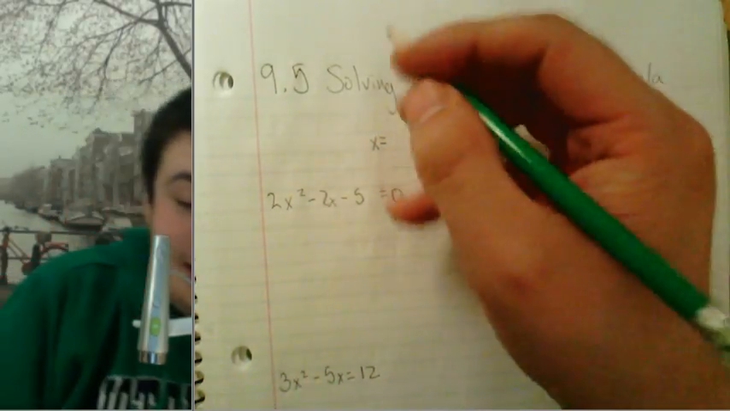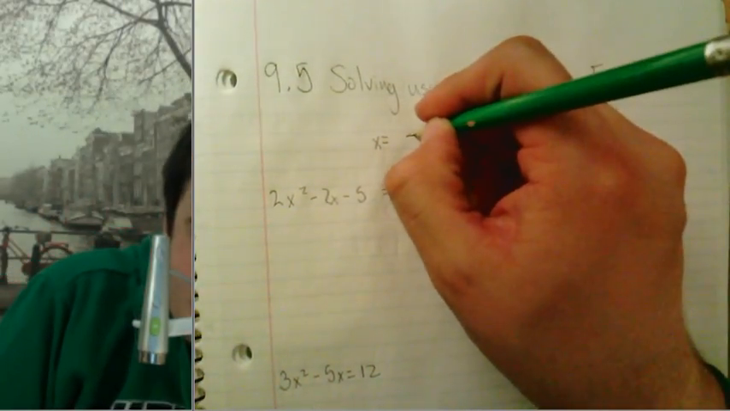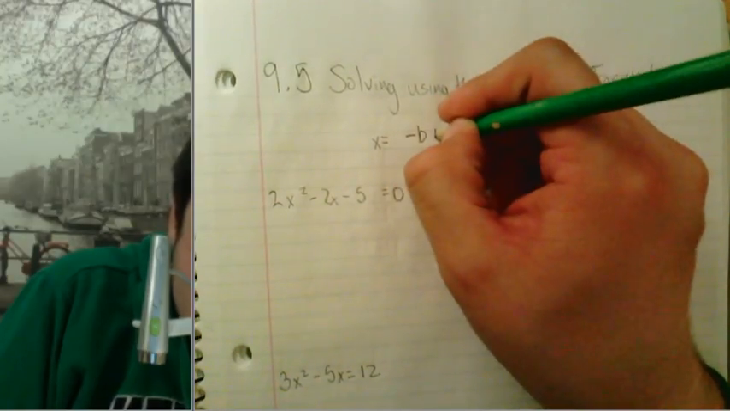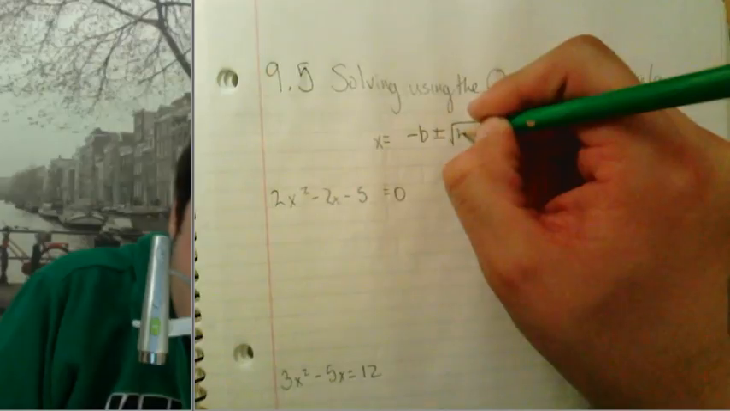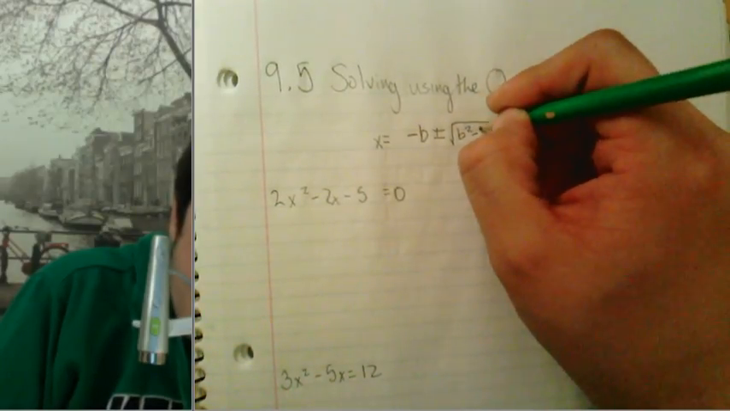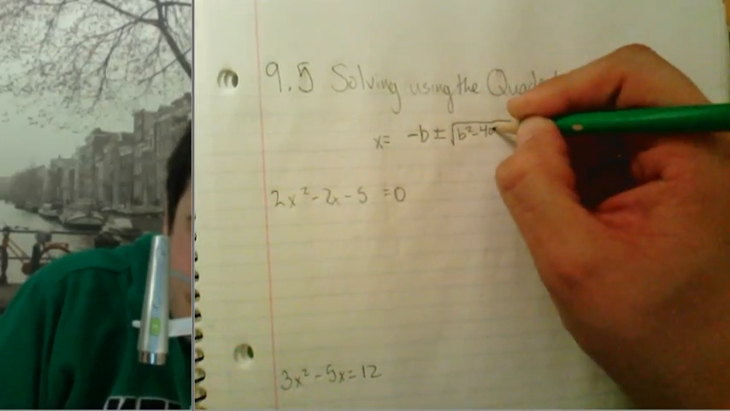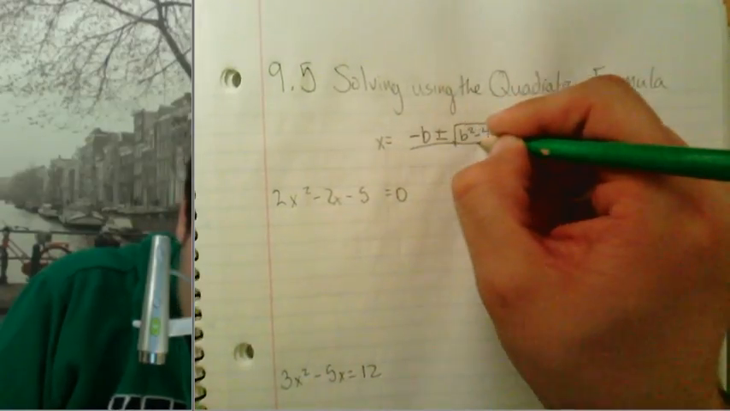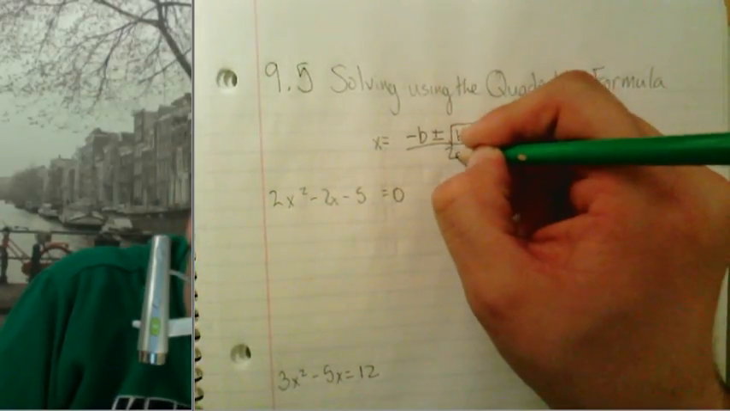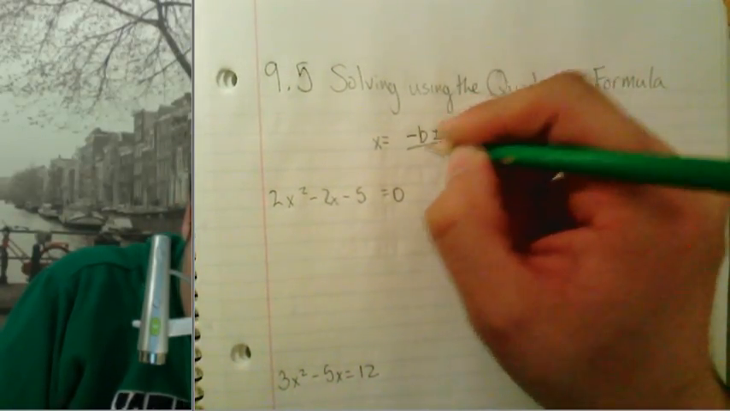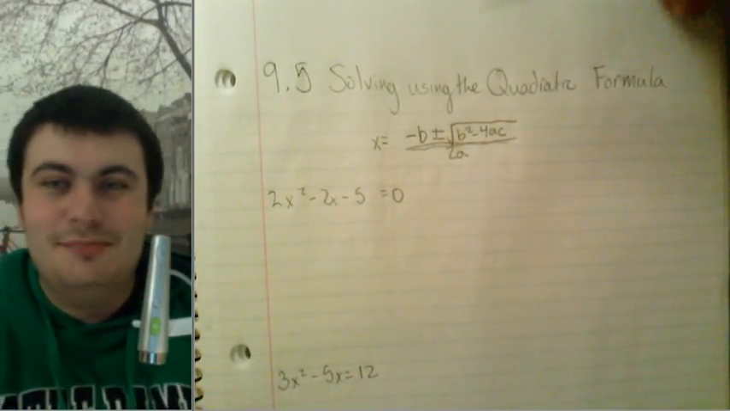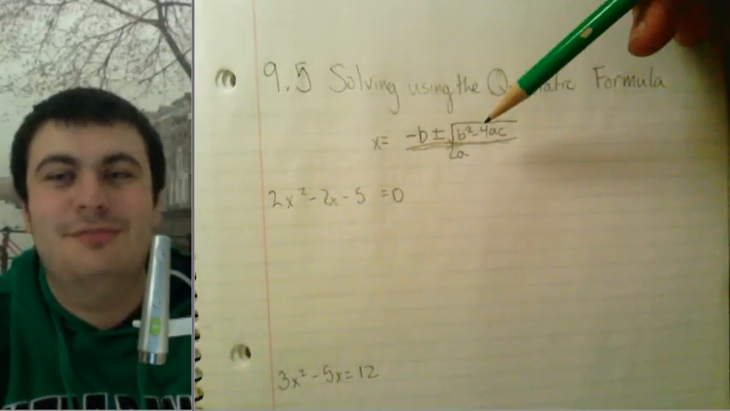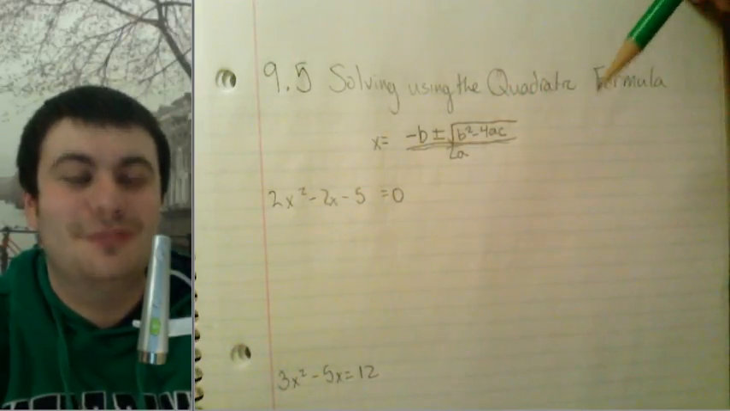Ready? We have x equals the opposite of b plus or minus the square root of b squared minus 4ac all over 2a. So we have a little tune to remember the quadratic formula, which is x equals the opposite of b plus or minus the square root of b squared minus 4ac all over 2a.